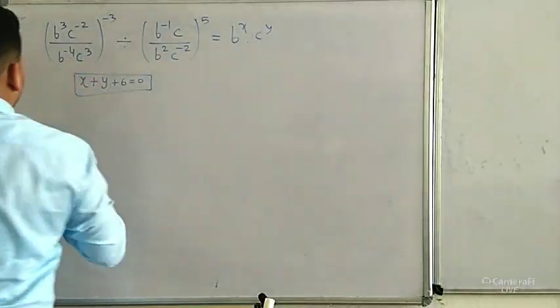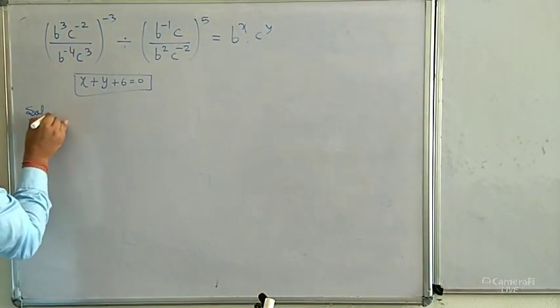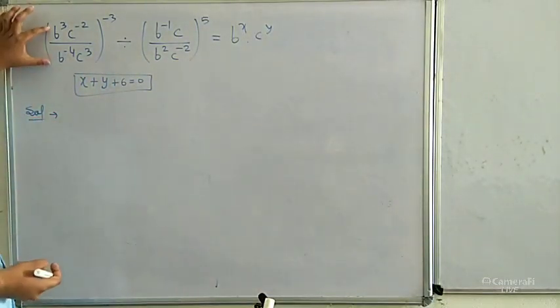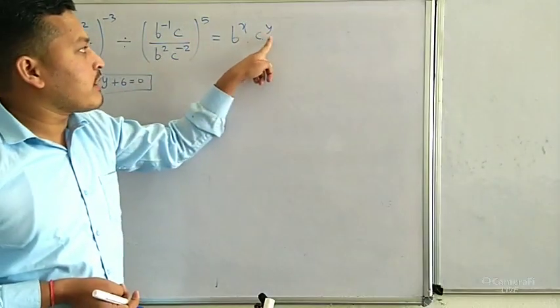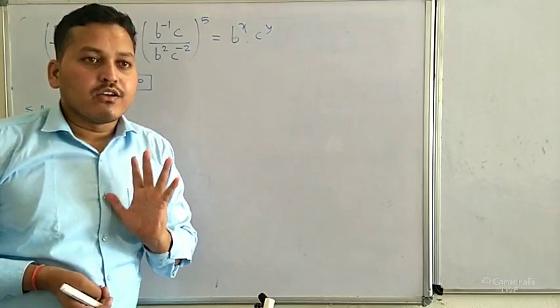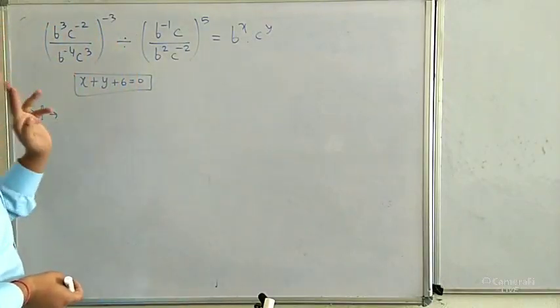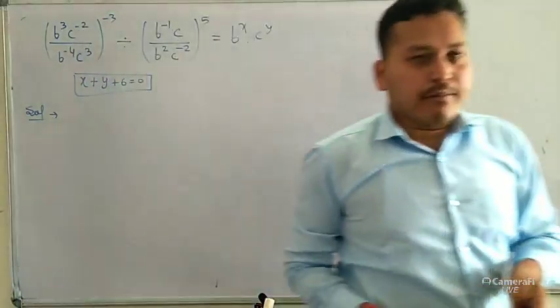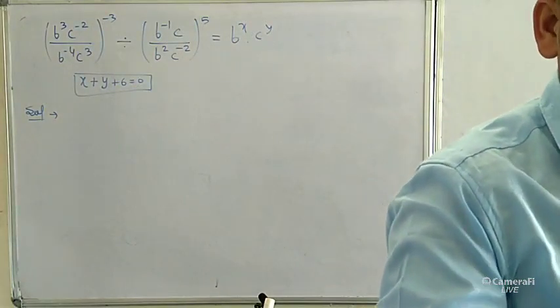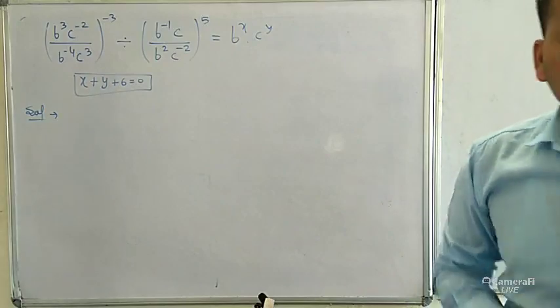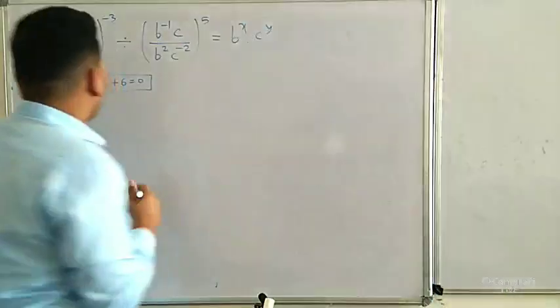Okay, so the solution of this question is, this is the given, this is the sign of division, is equal to b to the power x into c to the power y. And we have to prove x plus y plus 6 is equal to 0.